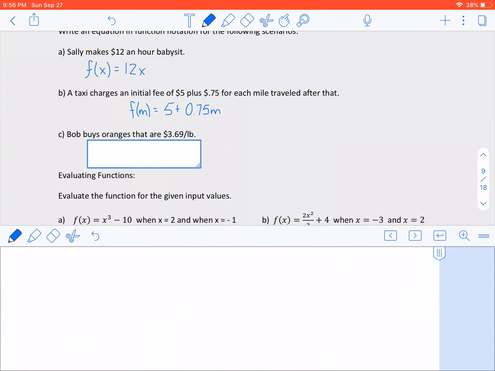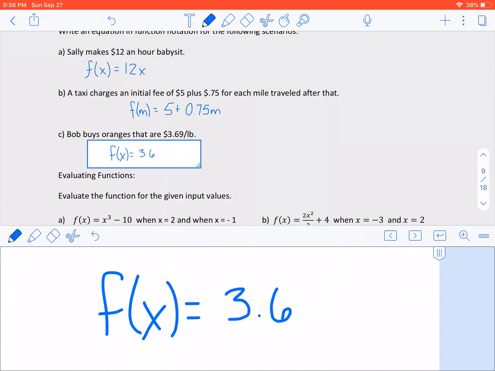Bob buys oranges that are $3.69 per pound. So f of x equals 3.69 times the number of pounds, whatever that is.